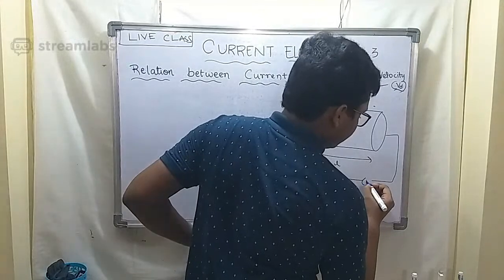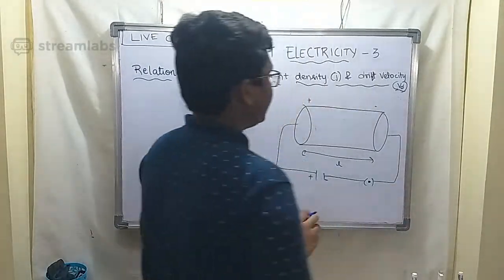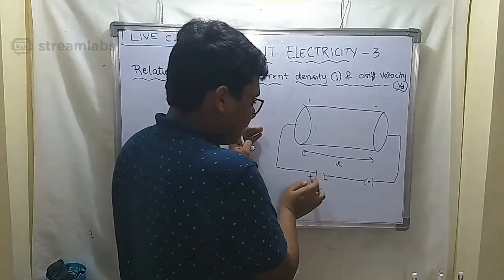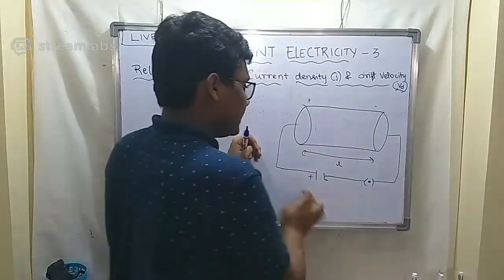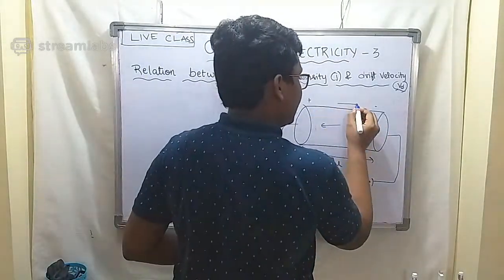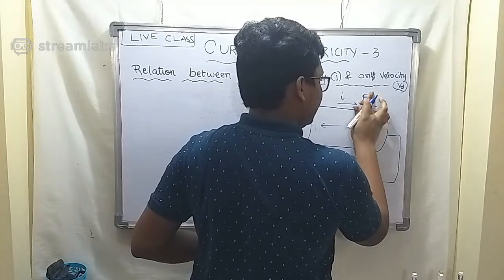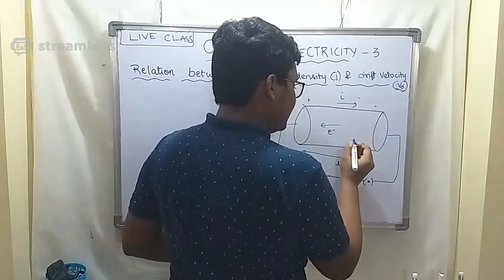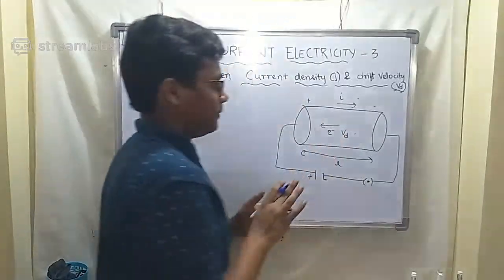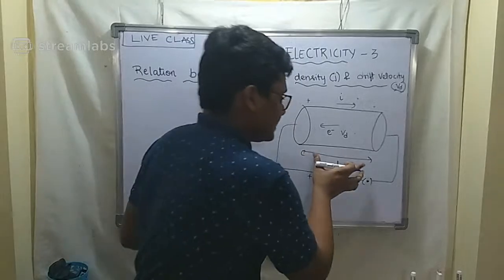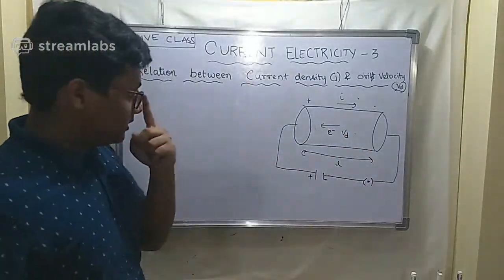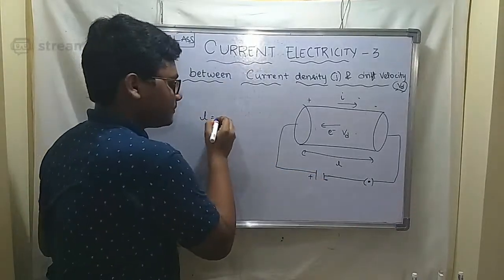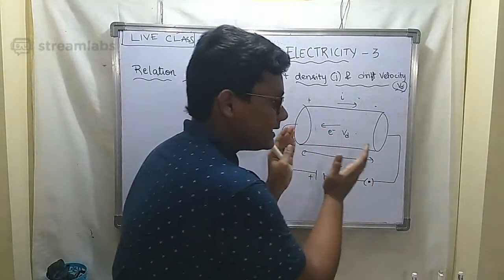It's a closed circuit, the switch is on. All conventional current will be in this direction, from positive to negative, and electrons will move in the opposite direction. The electric field E will be in this direction, and the velocity will also be in this direction, Vd. This is of length L. That length L is the distance.